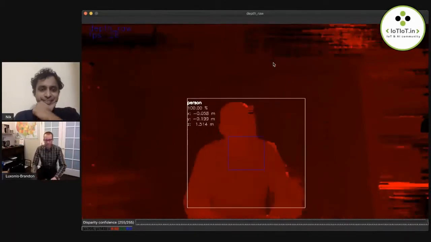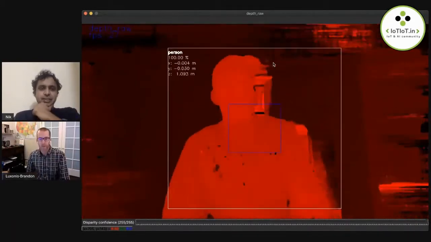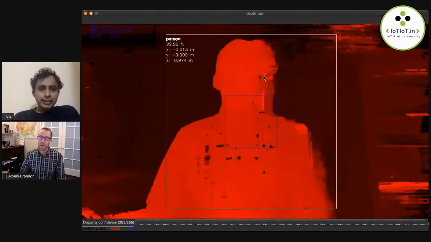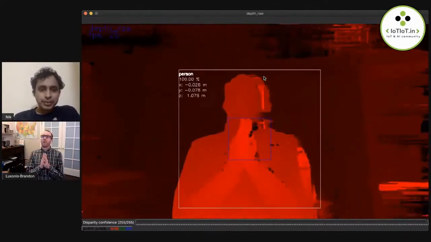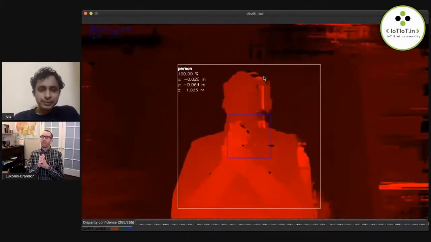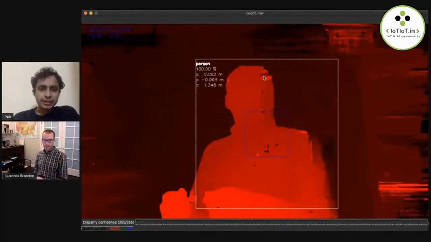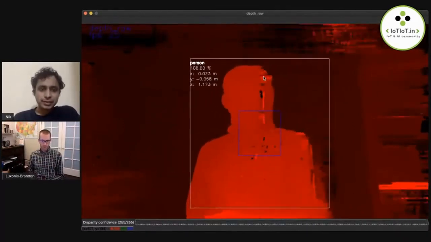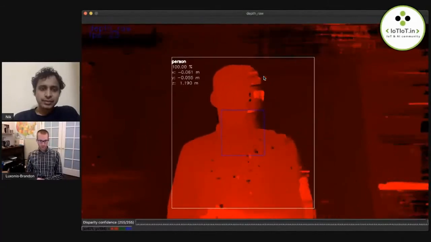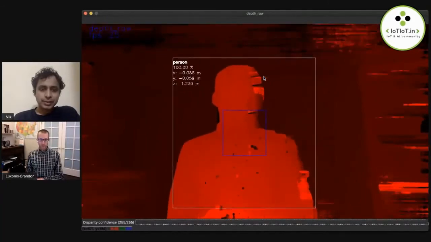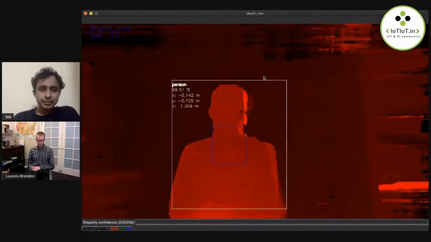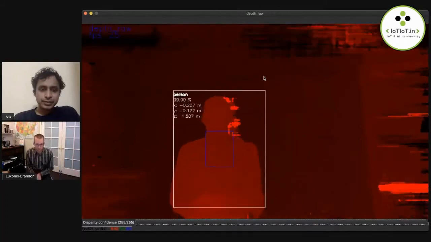So this is what's called stereo neural inference. This is monocular neural inference with stereo depth. So you can see it's taking the bounding box. This is running MobileNet SSD, but you can run a tiny YOLO or full YOLO 3 as well. And then it's fusing the depth information. That blue box is actually where it's pulling the depth information.